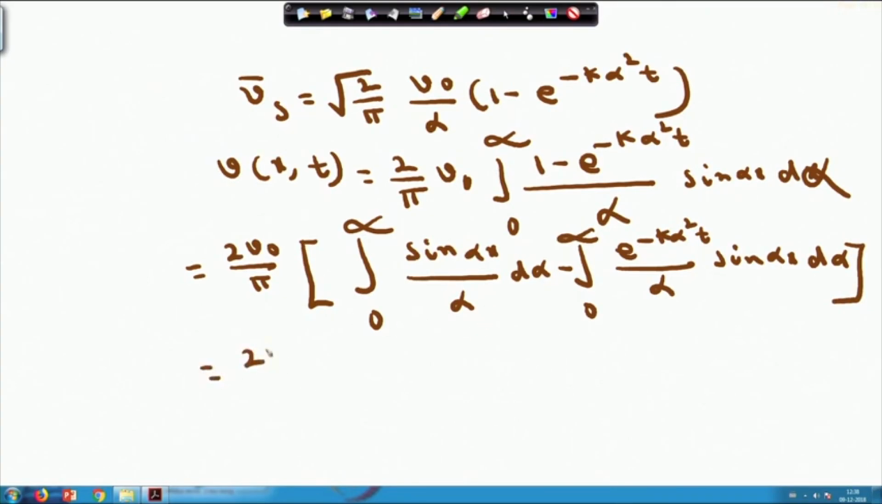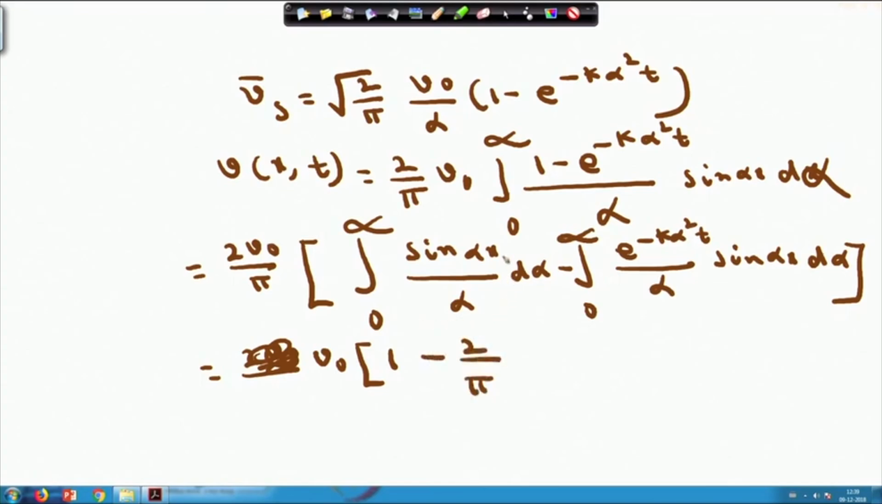So, this equals, you can write down directly, v₀ into, this value is π/2, please note this one. If it is π/2, this π will be cancelled. So here there will be 1 minus 2/π.